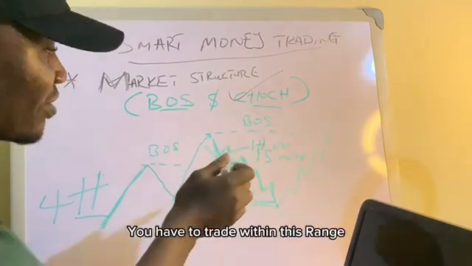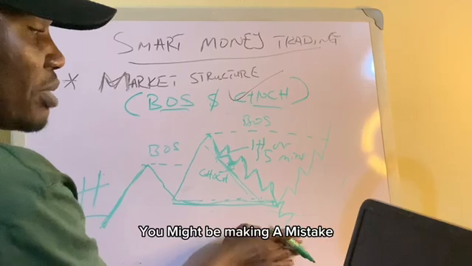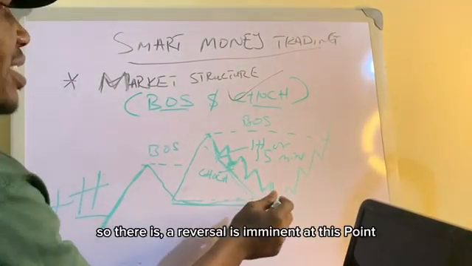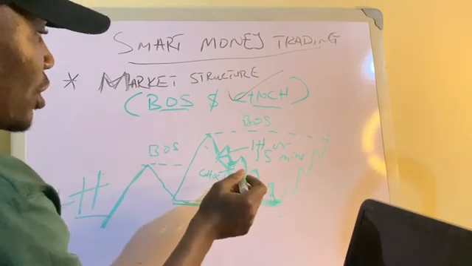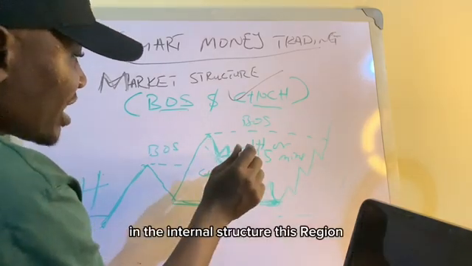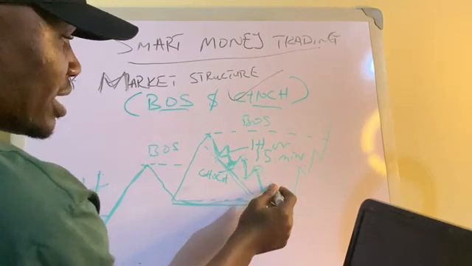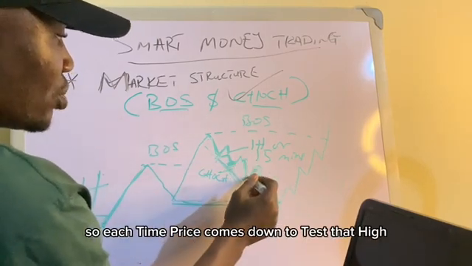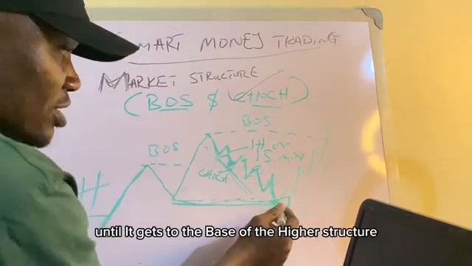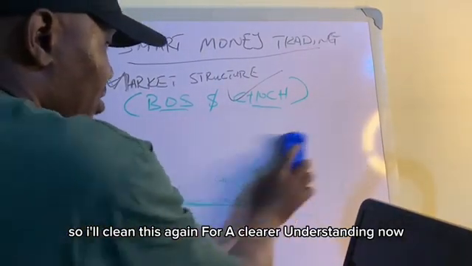So you have to trade within this range. If you keep wanting to short this market down, you might be making a mistake because we have gotten to the base of the higher structure. A reversal is imminent at this point. So in the internal structure, this region we call a strong high, another strong high, another strong high. Each time price comes to test that high, it breaks down, until it gets to the base of the higher structure. So I'll clean this again for a clearer understanding.